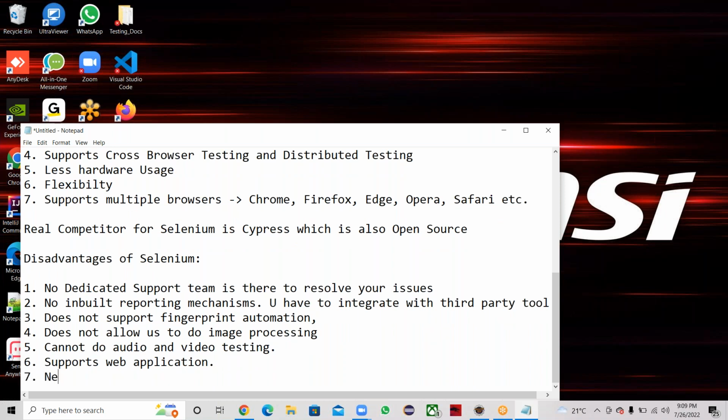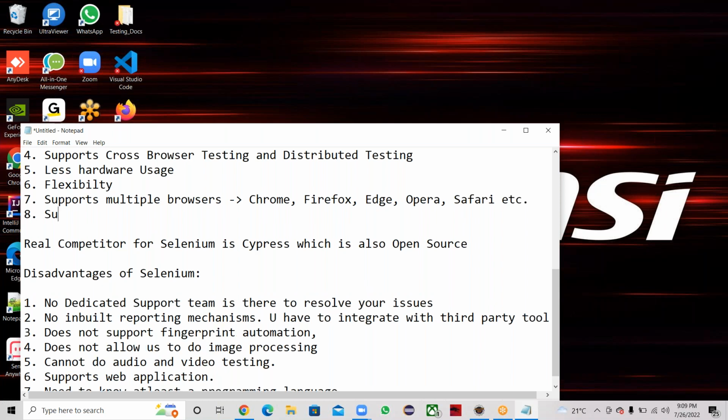You need to know at least a programming language. Last but not the least, one advantage of automation is parallel testing. That means, suppose you have 5 test cases in your suite. Generally, you execute one test case after the other, right? Yes or no? In a real-time situation.